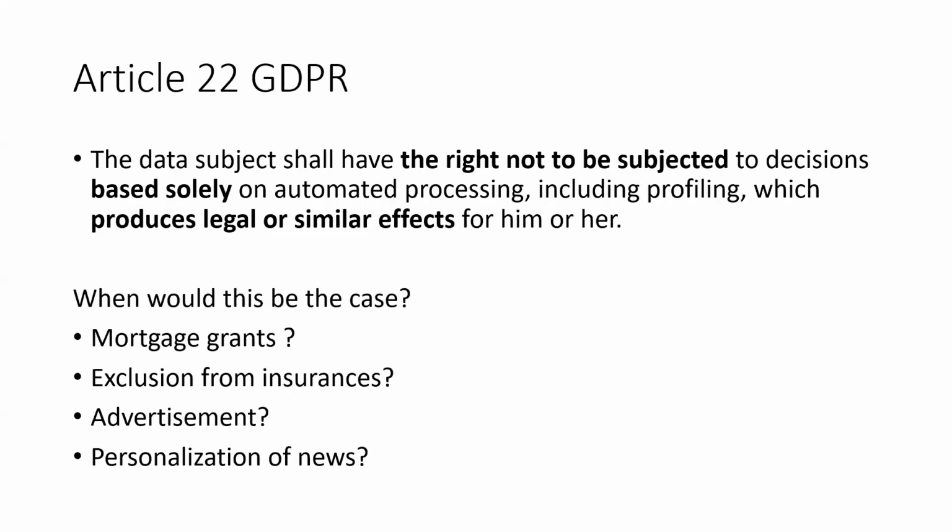Okay, then we have the most interesting article in the GDPR, which is the right not to be subjected to decisions based solely on automated processing, including profiling, which produces legal or similar effects. So the question is, what are legal or similar effects? Could any one of you imagine a case in which we are using decisions reached by automated decision-making only that have a legal effect on us or a similarly grave effect?